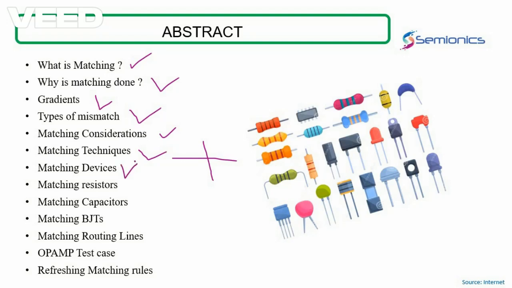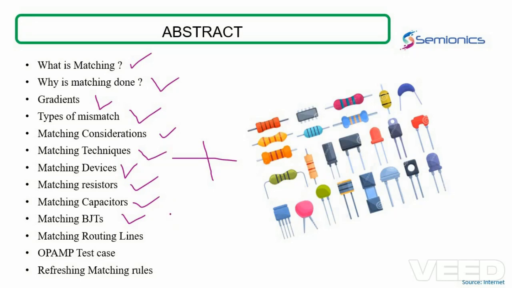And matching devices. By devices, I mean transistors. For different kinds of transistors, we have different techniques that we have to use. And then again we have resistors. If we are using resistors in our layouts, what techniques do we need to apply? The same applies to capacitors and BJTs as well. Here we have spoken about the varieties of devices, adding dummies, guard rings and so on.